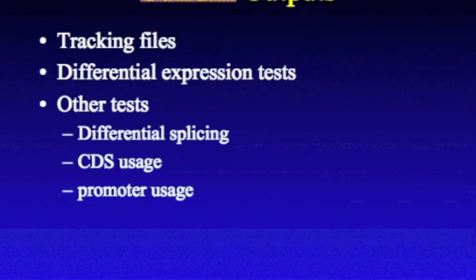Cuffdiff outputs many different types of files. There are two main groups of files, tracking files and differential expression test files. There are also a few other tests like differential splicing, CDS usage, and promoter usage. This makes it hard to keep track of which ones are which. Hopefully this section will help in figuring out what files are more useful for your analyses.